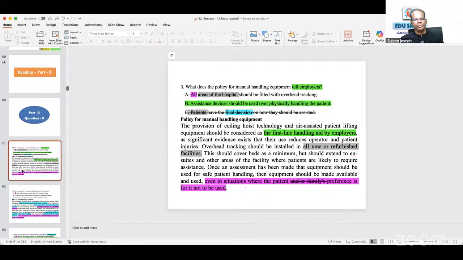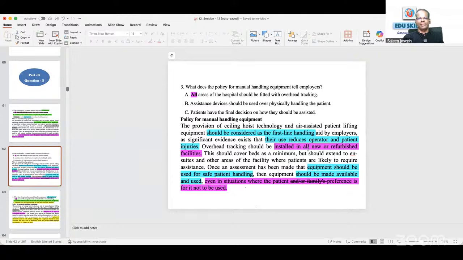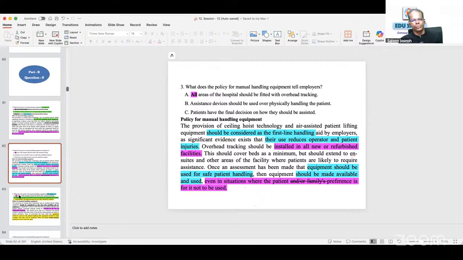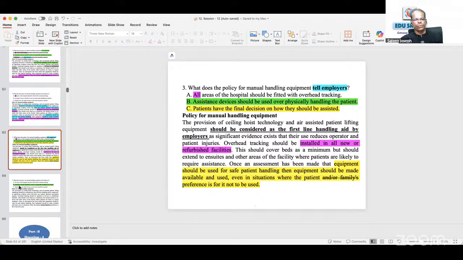Cool? See here, all areas of the hospital should be fitted with overhead tracking, but here they are saying overhead tracking should be installed in all new or refurbished facilities. That's not all areas, only new or refurbished areas. And equipment should be used for safe patient handling, made available and used even in situations where the patient or family's preference is for it not to be used. Opposite of the third option. Okay. Cool. Next one.